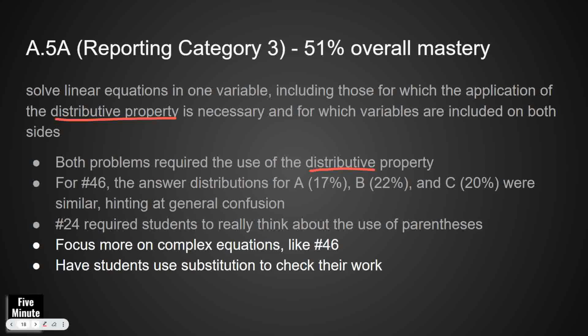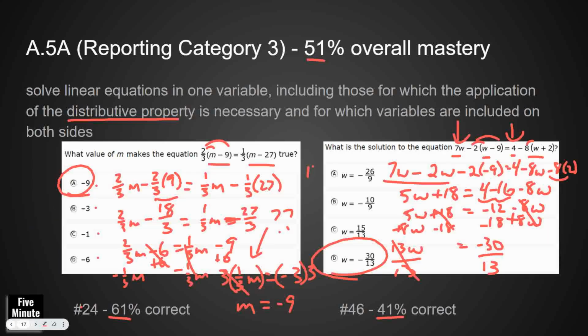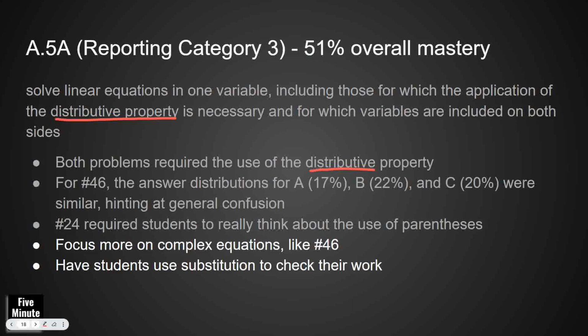Now, look at number 46. The answer distributions for A, B, and C: 17, 22, and 20. So 17, 22, 20. And the correct answer is only 41. That lets me know there's not necessarily one of the incorrect answer choices that were really distracting our students. We were doing a lot of guessing. And so there was some general confusion on this particular problem for students.